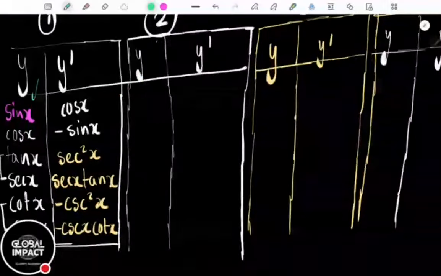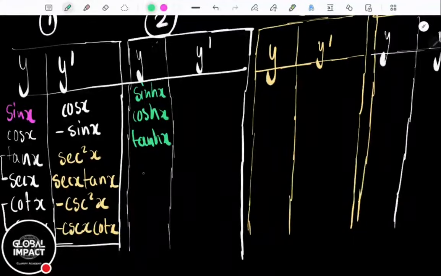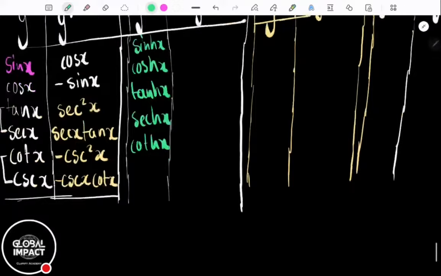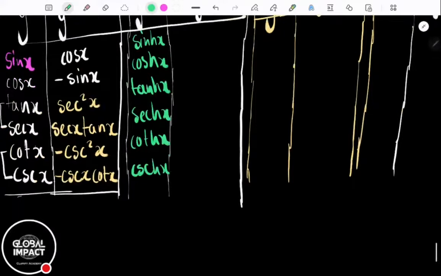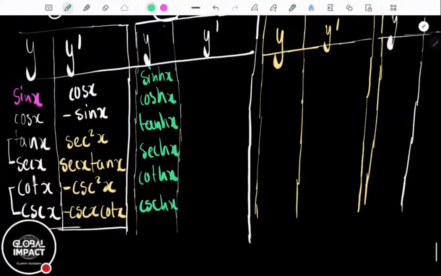So we start with the y's. You have sine in this, you're now going to say sine hyperbolic x. You have cos, you're now going to say cos hyperbolic x. You have tan, you say tan hyperbolic x. You have sec, you say sec hyperbolic x. You have cot, you say cot hyperbolic x. You have cosec, you say cosec hyperbolic x. Don't rush, make sure you're good at this table, and don't make it harder than it is.